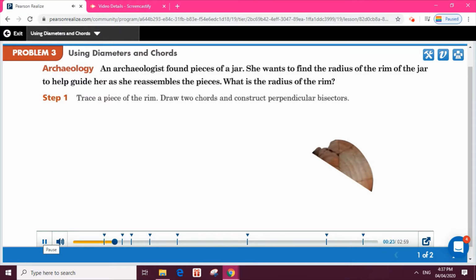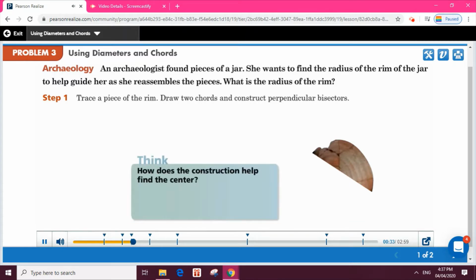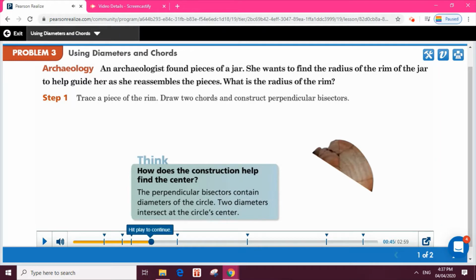Step 1. Trace a piece of the rim. Draw two chords and construct perpendicular bisectors. How does the construction help you find the center? The perpendicular bisectors contain diameters of the circle. Two diameters intersect at the circle's center.